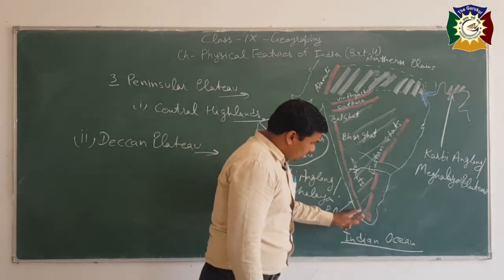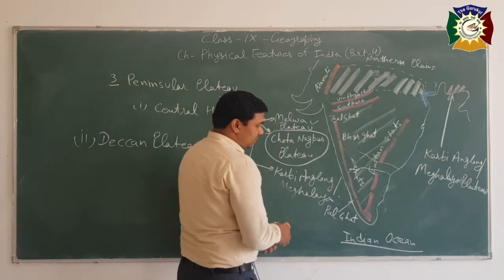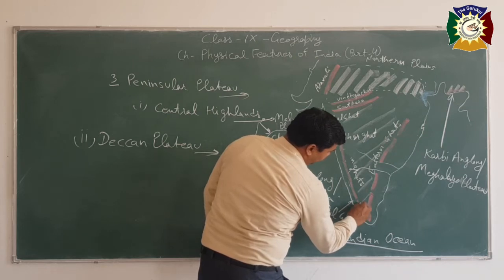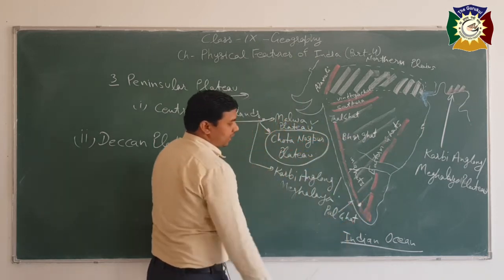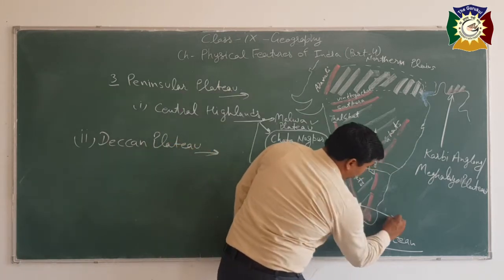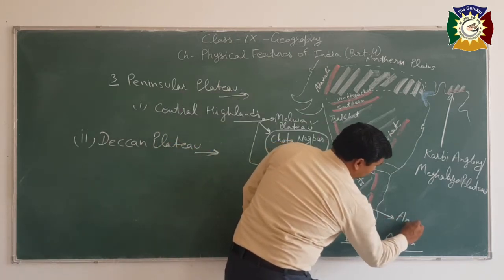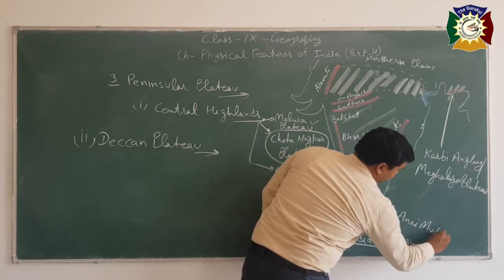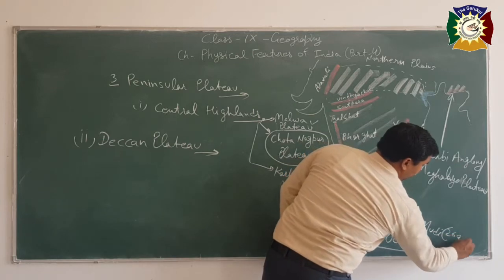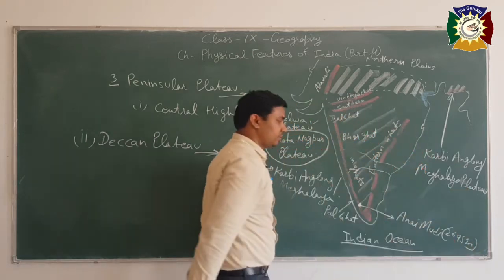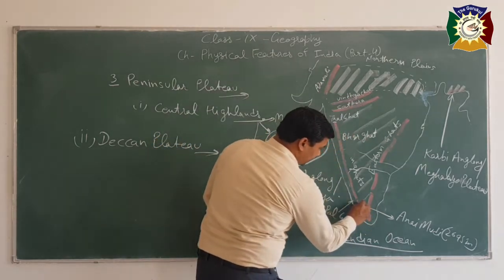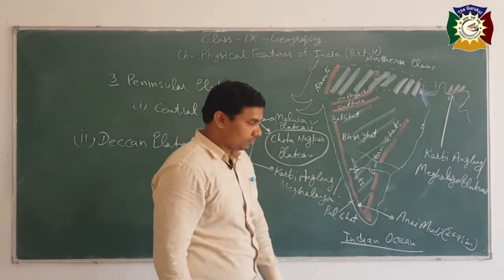And another important feature of this Western Ghat is its highest peak. Its highest peak lies here in the south, and the peak is known as Anai Mudi, and the height of this peak is 2695 meter, and it is situated in the Nilgiri hills.